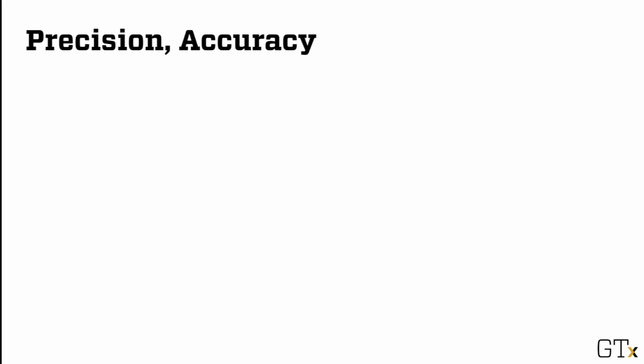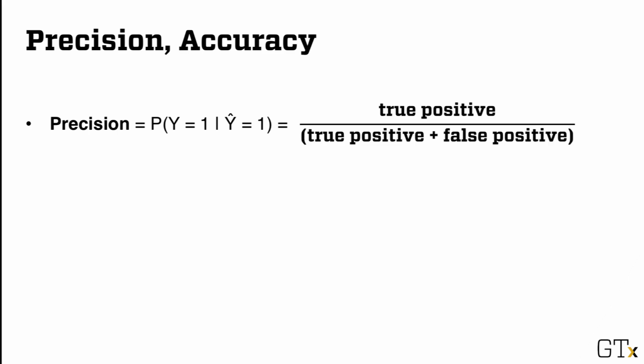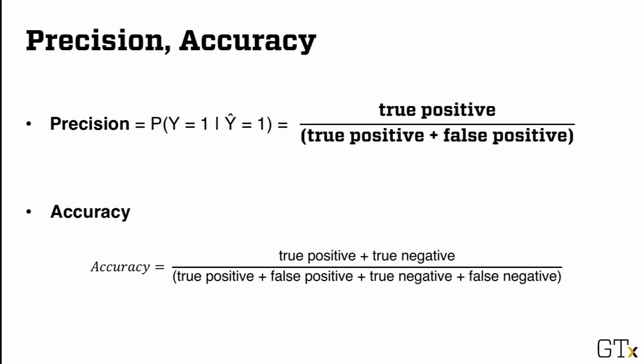There are a couple more metrics that you may encounter: precision and accuracy. Precision is the probability that you have y equals 1 given the predicted value of y is equal to 1. So, it is true positive over true positive plus false positive, and accuracy is defined as true positive plus true negative over the entire denominator that you have here. So, these are the metrics that you may encounter with logit models and other prediction models.